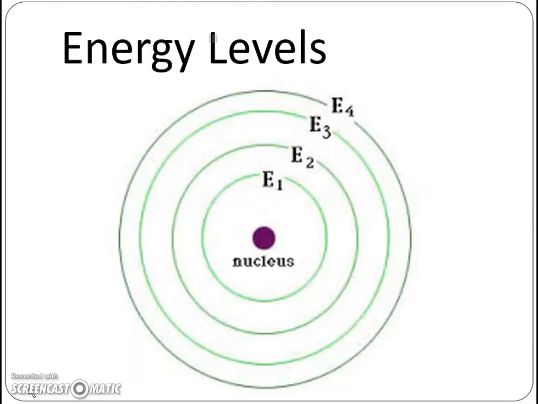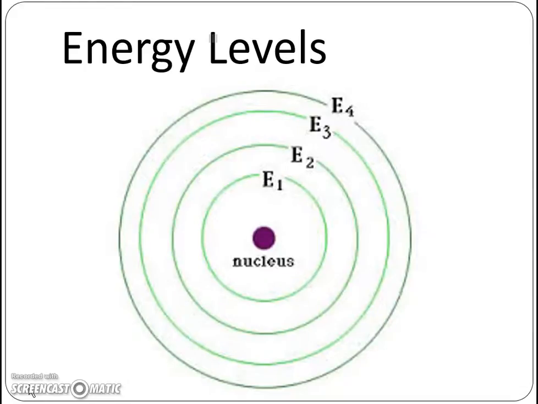Now, for this class, we're only going to talk about the first three energy levels, E1, E2, and E3. In E1, you can only have 2 electrons. After you have 2 electrons in the first energy level, that energy level is full, it is complete, and you have to move on to the second. The second energy level can have up to 8. So 8 in the second.